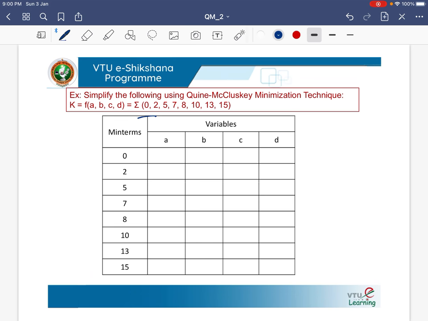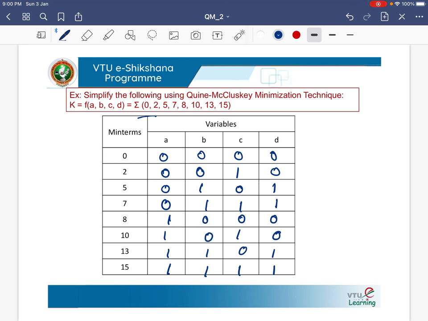Write the binary equivalent of all this. For 0, it is 0, 0, 0, 0. For 2, it is 0, 0, 1, 0. Next is 5, 0, 1, 0, 1. Next is 7, 0, 1, 1, 1. 8 is 1, 0, 0, 0. Then we have 10, 1, 0, 1, 0. Then 13, 1, 1, 0, 1, and then 15 is 1, 1, 1, 1.